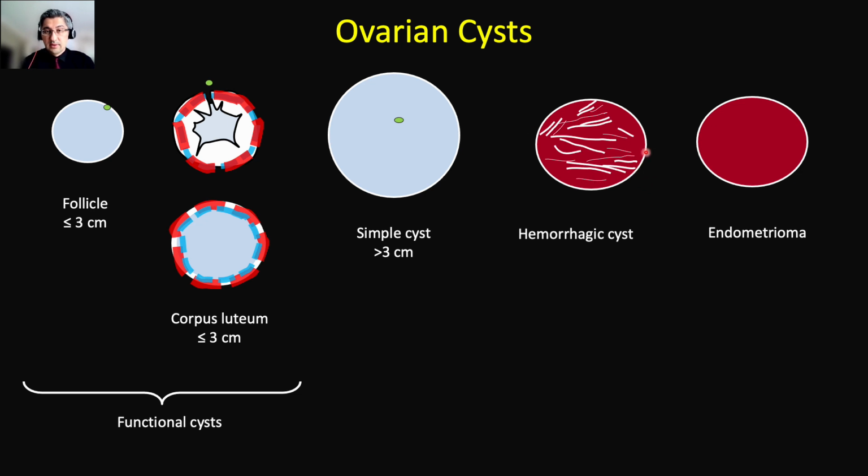Hemorrhagic cysts are typical with internal reticulations, like linear echogenicities, like this one. And endometriomas are also complex cysts with hemorrhage. They usually appear as a homogeneous hemorrhagic cyst, but fortunately very rare in children, and we almost never face them in the acute clinical setting.